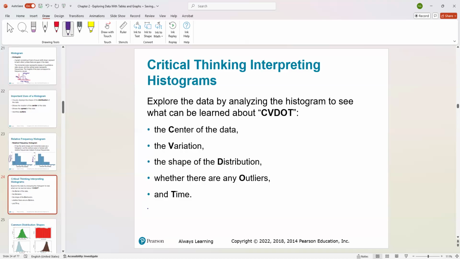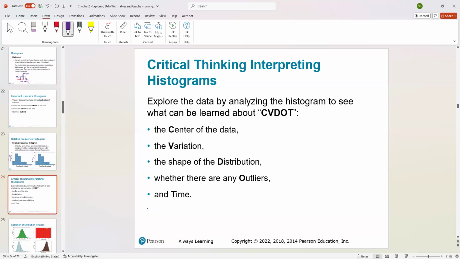But in the meantime, critical thinking, interpreting histograms, even though creating histograms is more fun than human beings should be allowed to have. The ultimate objective is to understand characteristics of the data, right? So what we can do is explore the data by analyzing the histogram to see what can be learned about CVDOT, CVDOT.